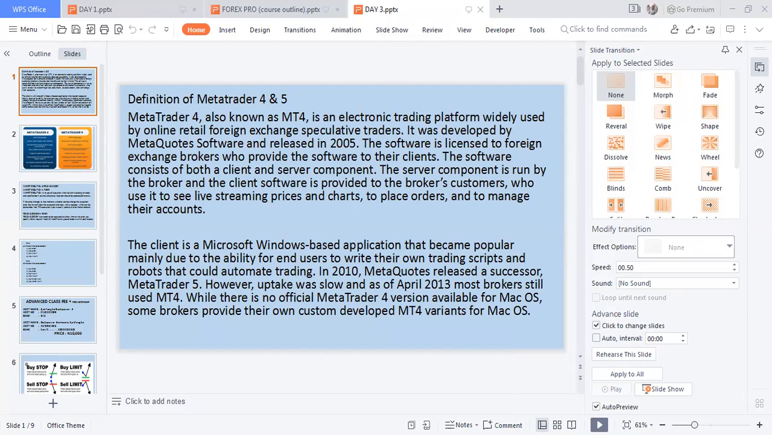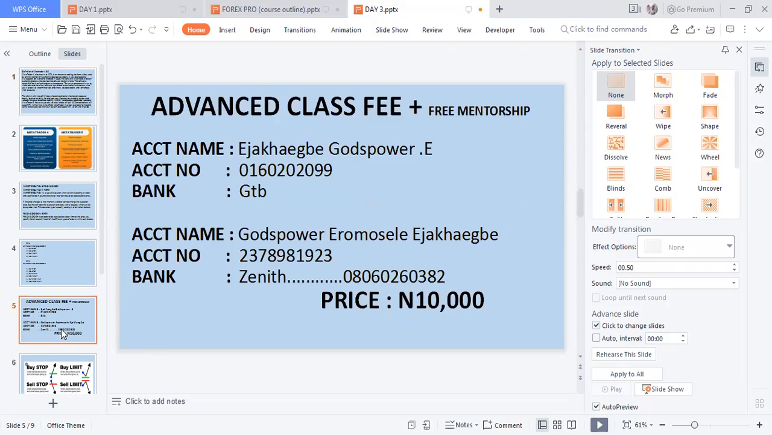That class will start on Monday next week. When I check my calendar here, Monday is the 28th of March. So 28th of March to what? 11th of April. That advanced class runs from 28th of March to 11th of April. The cost for that advanced class is 10,000 naira. Now, please, I want to quickly say something.